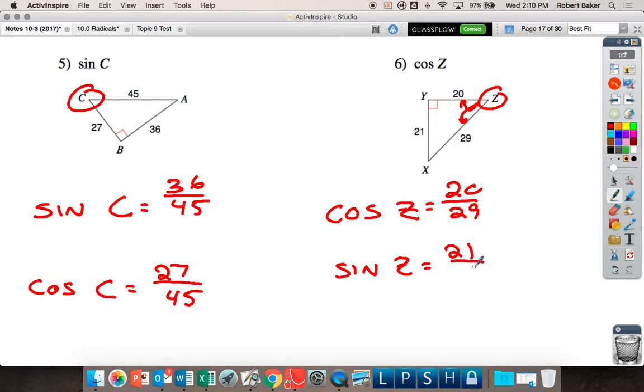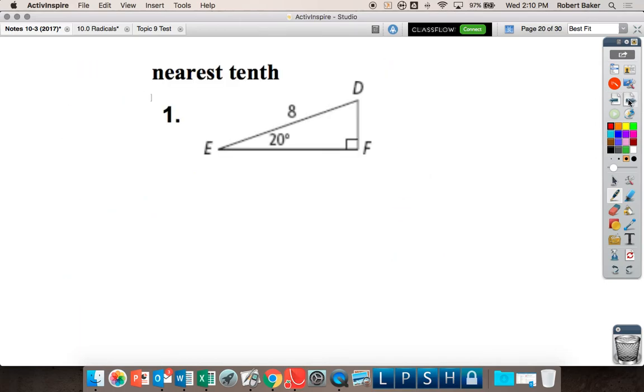21 over 29. So should I leave the last 4 for you guys to work on by yourself? That means you should have 14 questions in your notes for you to be practicing. It's easy. Okay. Can I show you where this is going?